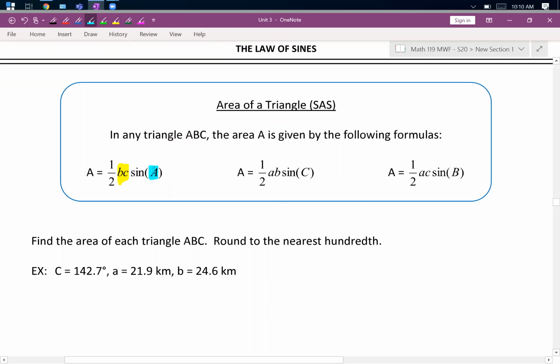So to me, I'm always just remembering, oh, I got to use every single letter here. So if I use B and C as my sides, A has to be my angle. If I use A and B as my sides, then C has to be my angle. If I use A and C as the sides, then B has to be my angle. So just make sure everything's accounted for, but I would encourage you to just remember this as one formula.